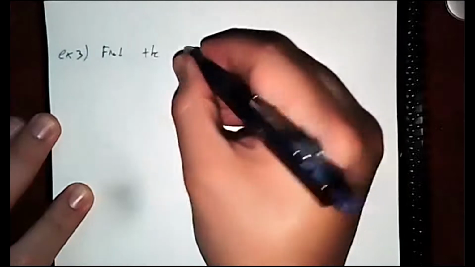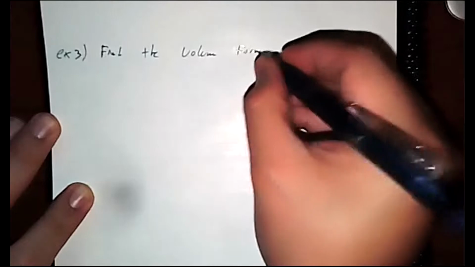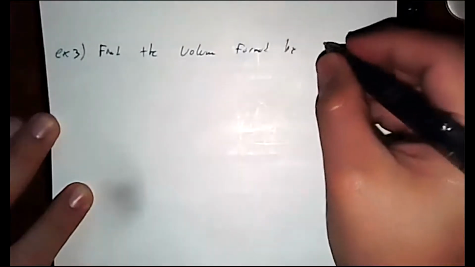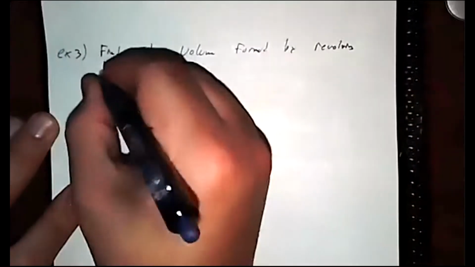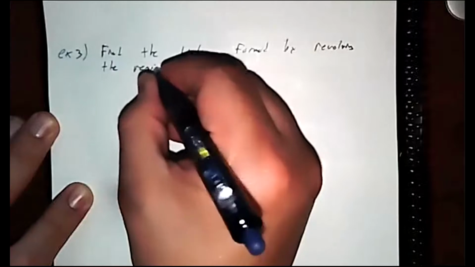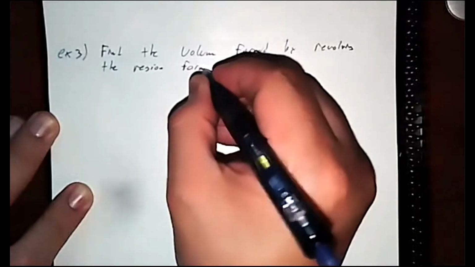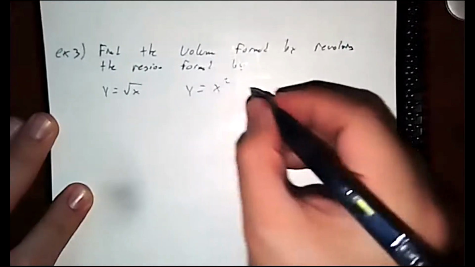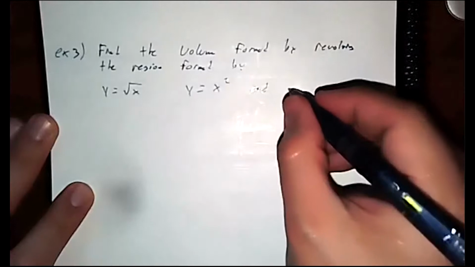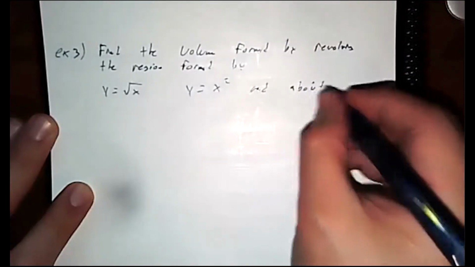So similar question. Find the volume formed by revolving the region formed by y equals square root x, y equals x squared, and rotated about the x-axis.